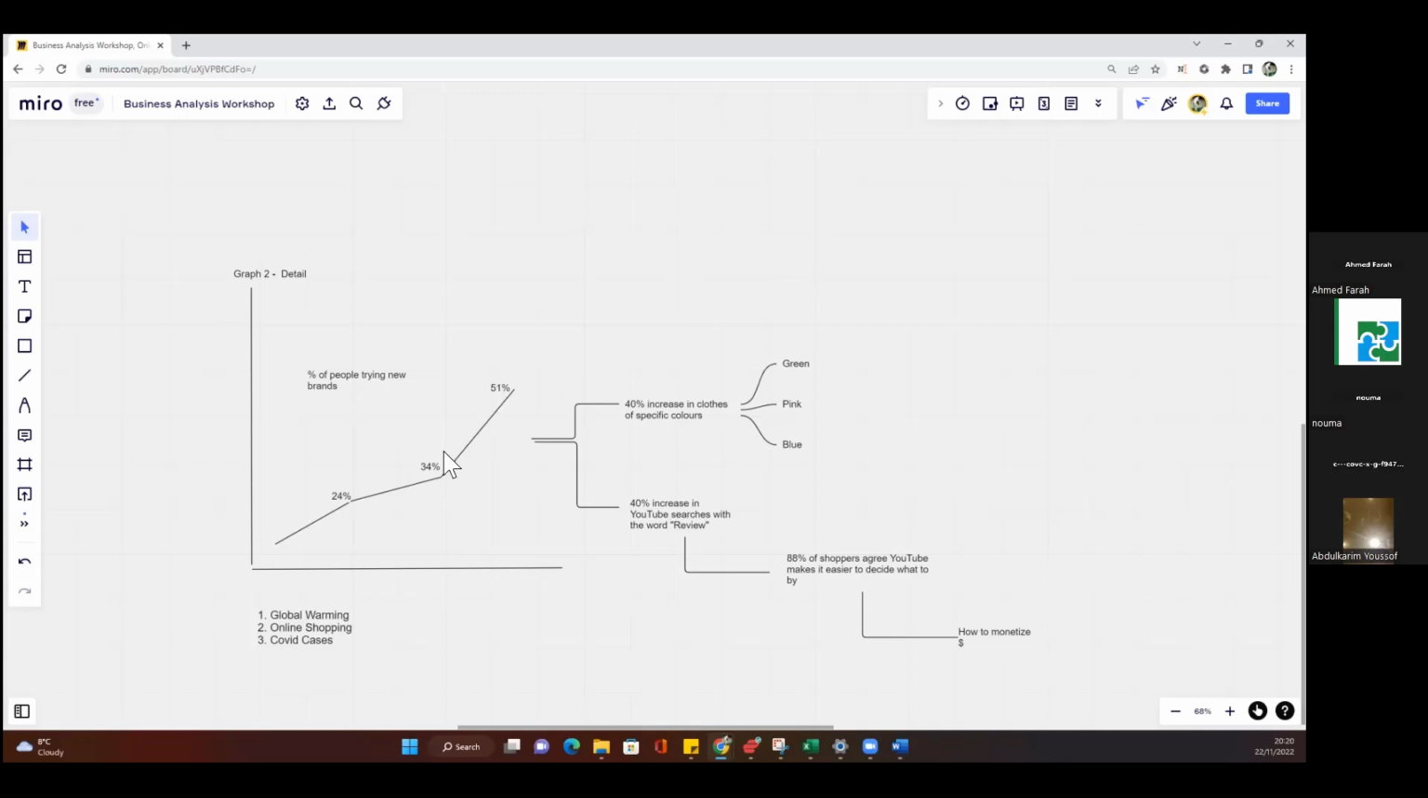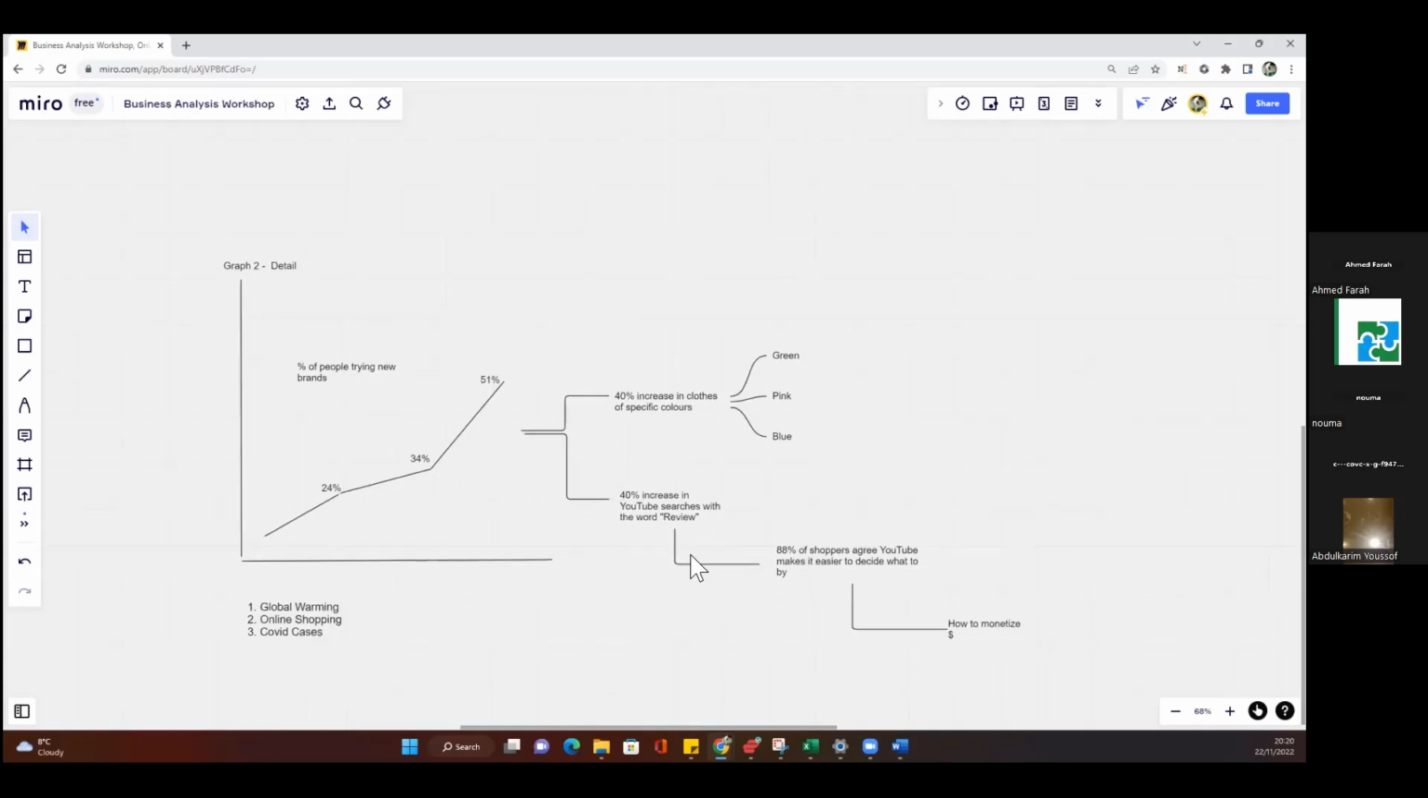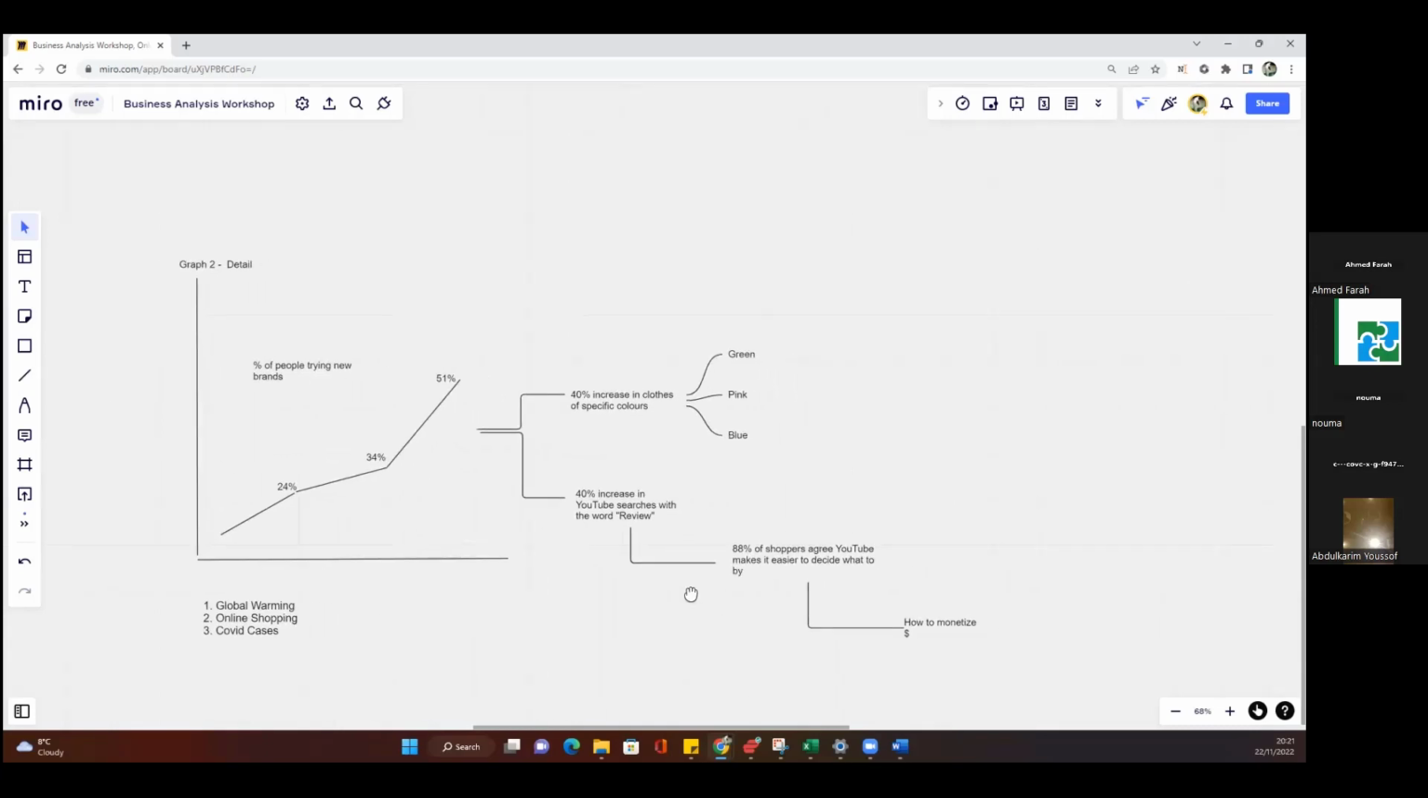From all of these, there's an average 40% of people who are buying new brands, but they also buy new colors: green, pink, and blue. Don't know why that is, but that's what the data shows. And then there's a 40% increase in YouTube searches for the word review. So you can see there's a correlation between YouTube search and people trying new brands, because YouTube did a survey themselves, and they found that 88% of shoppers agree that YouTube makes it easier to decide what to buy.